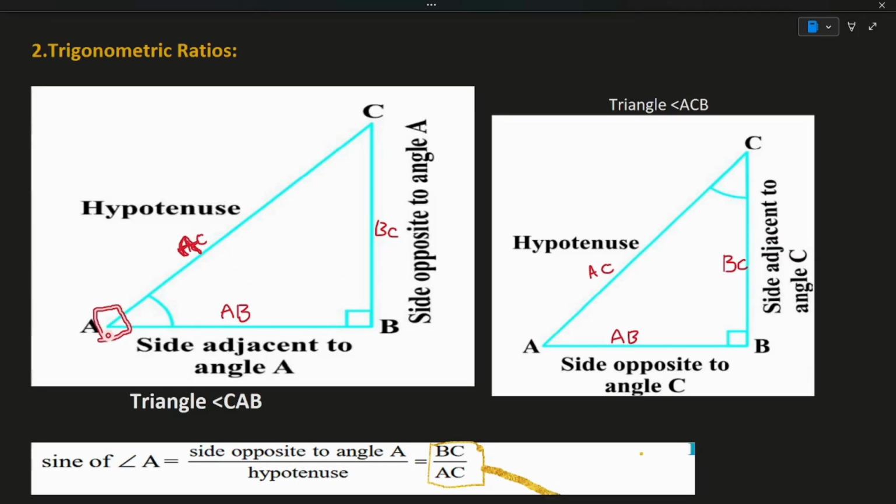Observing from this point, the directly opposite side becomes the opposite side. This becomes the adjacent side. This will become the hypotenuse. So this is all about this triangle.